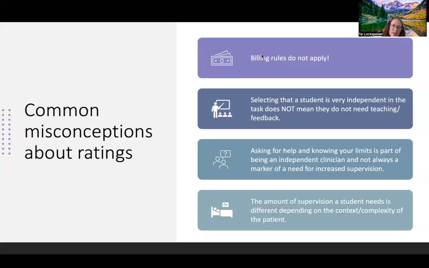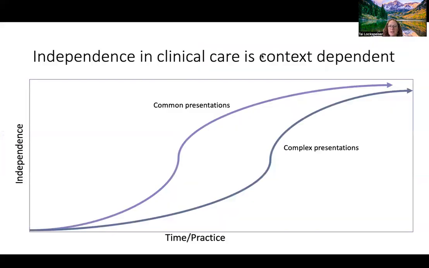And the flip side is also that idea that asking for help or knowing limits is part of being an independent clinician. It is not always a marker of a need for increased supervision. Finally, we recognize that the amount of supervision a student needs is different depending on the context or complexity of a patient. We know that independence is context dependent, that students probably become more independent with common presentations before they become independent with complex presentations.